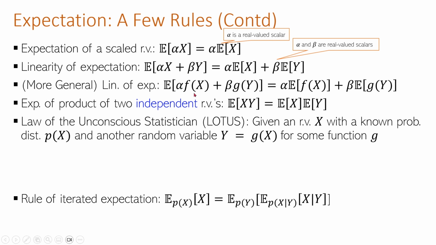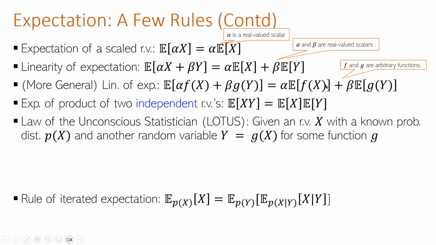Then linearity of expectation again, but this time it's for functions of random variables, not just random variables. It applies in the same way. So E of alpha times f of x plus beta times g of y is equal to alpha times E of f of x plus beta times E of g of y. Here f and g are arbitrary functions.